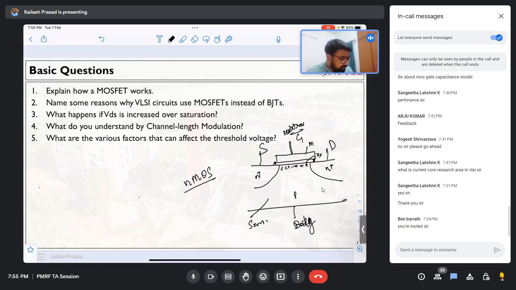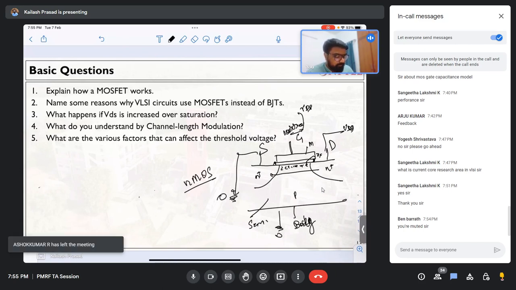After that, say source is grounded, zero, body is also grounded, zero, and you apply VDD over here, and I've applied gate also VDD. So what will happen? An electric field will be created between source and drain, and the current will start flowing. Electrons will move to drain because positive is there, right? And then the current will flow from drain to source. That's how the basic MOSFET works.